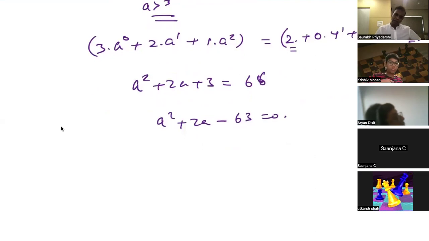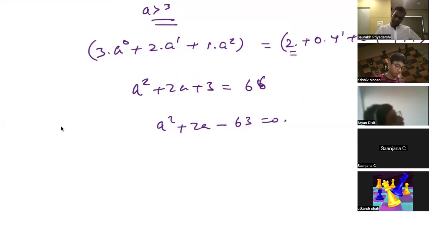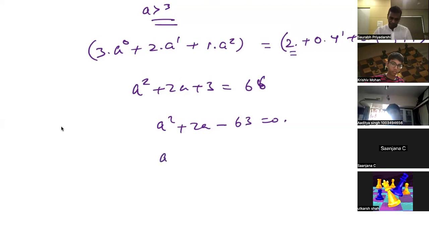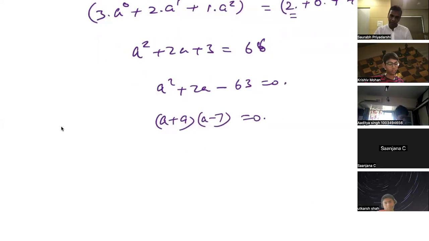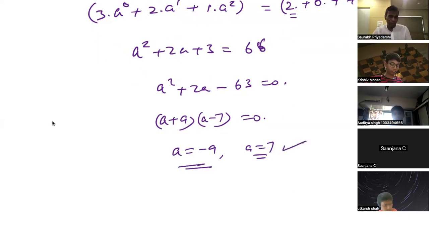So are you getting any factorization on this? Yes, sir. What is A? A plus 9 into A minus 7 is equal to 0, right? So A is equal to -9 or A is equal to 7. We haven't studied negatives yet, so we should go for the positive one. Why the different answers? Understand?